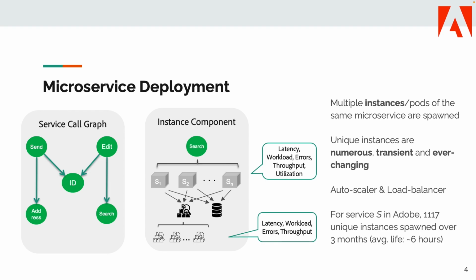Secondly, these instances are transient in nature and last for only a short span of time. For example, one of the production services in Adobe spawned around 1,000 unique instances over 3 months with an average life of just 6 hours. Now the question is, how do we incorporate these transient dynamic instances into account while estimating the causal dependency graph of the entire microservice system?